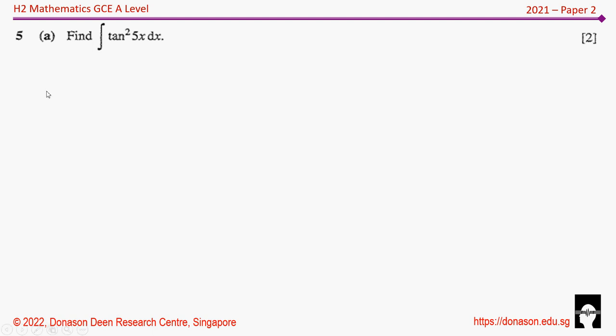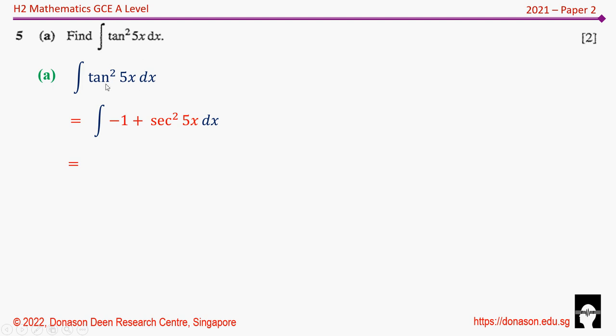Find the integral of tangent squared 5x dx. So we have got tangent squared 5x dx. Of course, we can change the tangent squared in terms of secant squared, right? So we could use the formula tangent squared theta plus 1 is equal to secant squared theta.